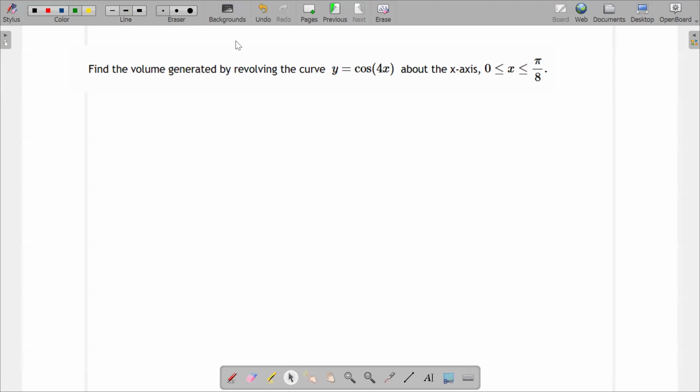All right, what do we got? This was number 10 in our homework. I'm going to find the volume generated by revolving the curve y equals cosine of 4x about the x-axis. Before I whip this out in Desmos, I just want to remind myself of some basic trig. The period of a function like this would be 2 pi divided by that multiple on the inside. So 2 goes into 4 twice, so the period is pi over 2.